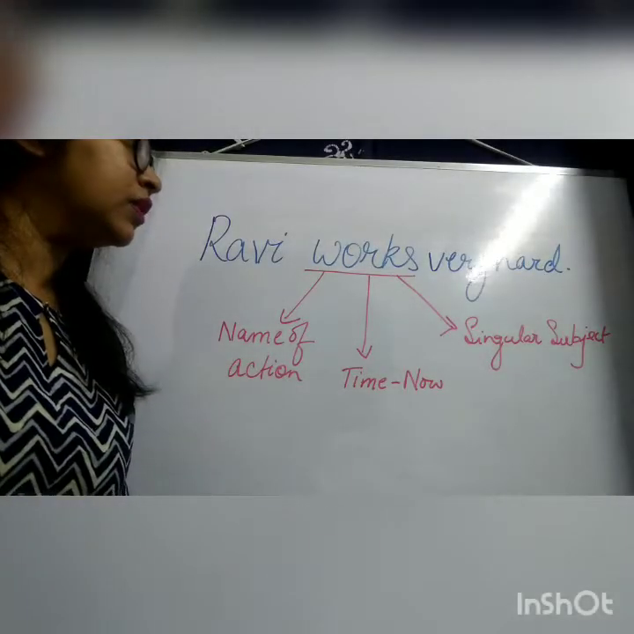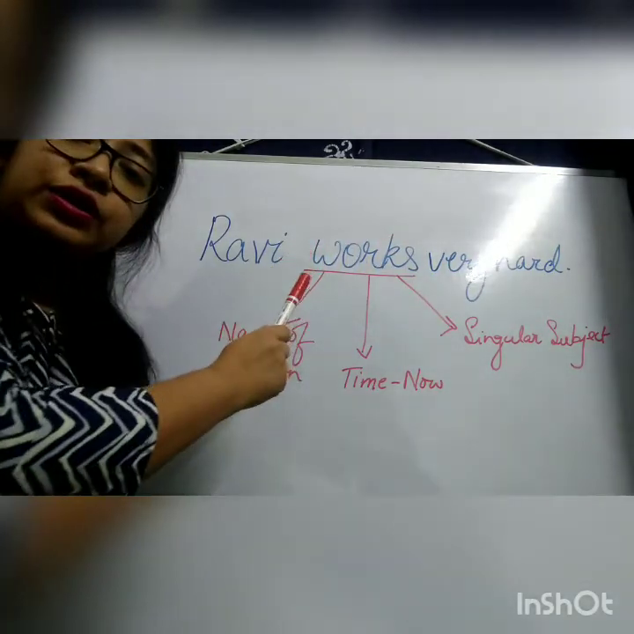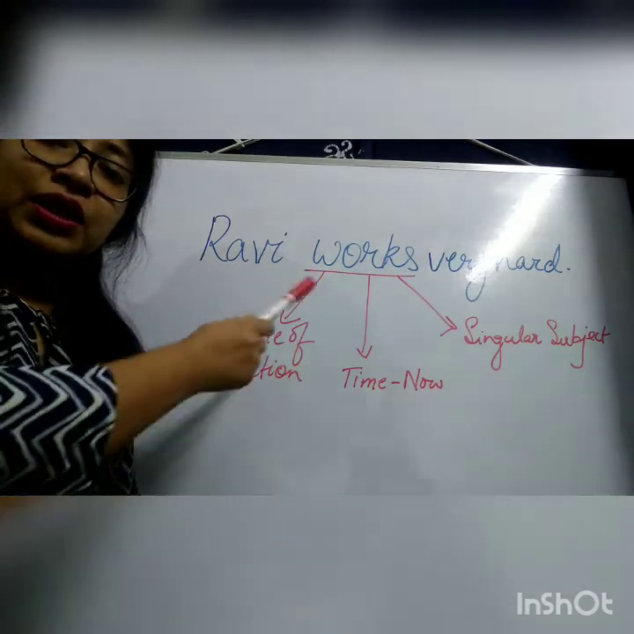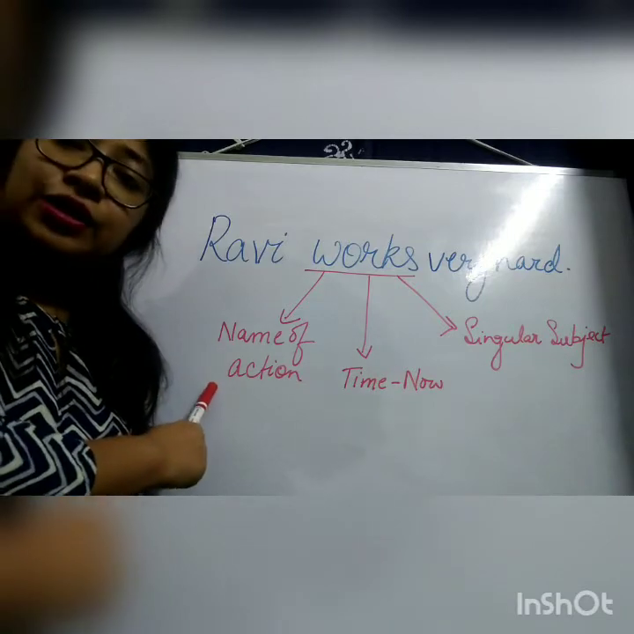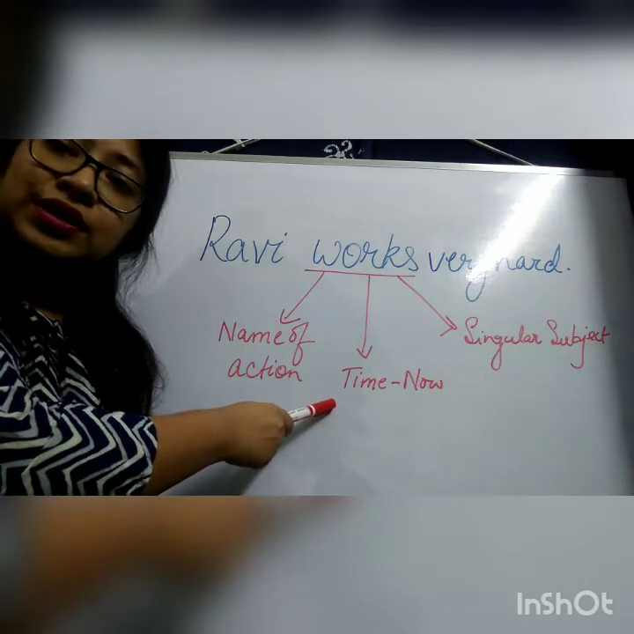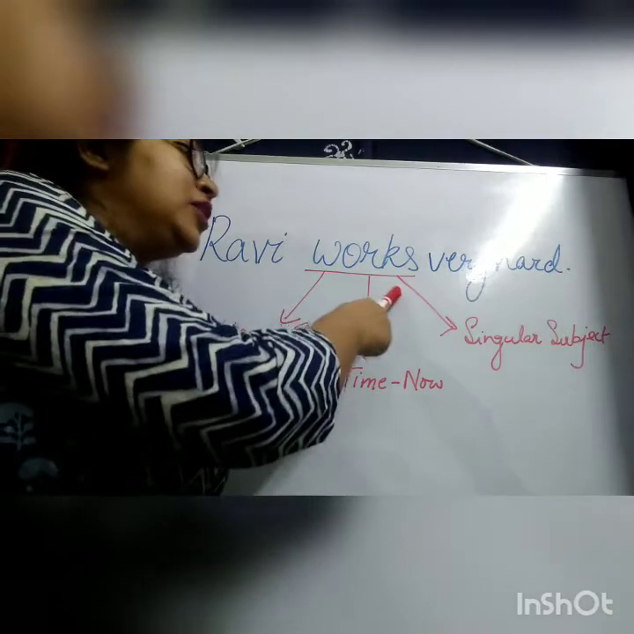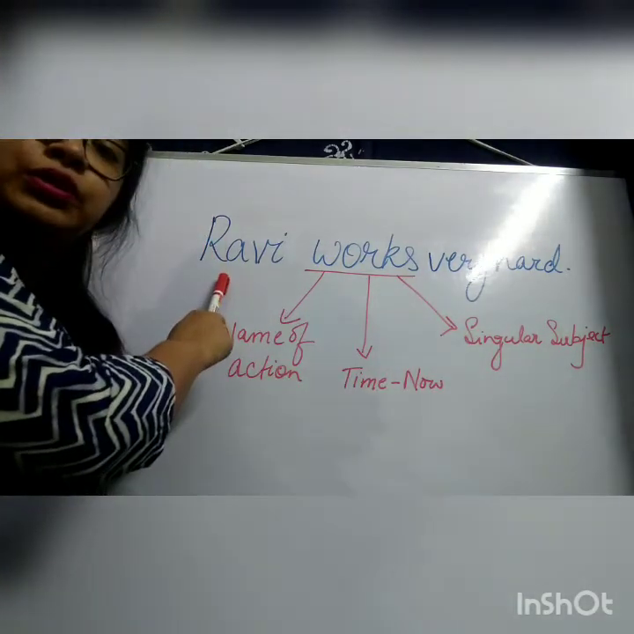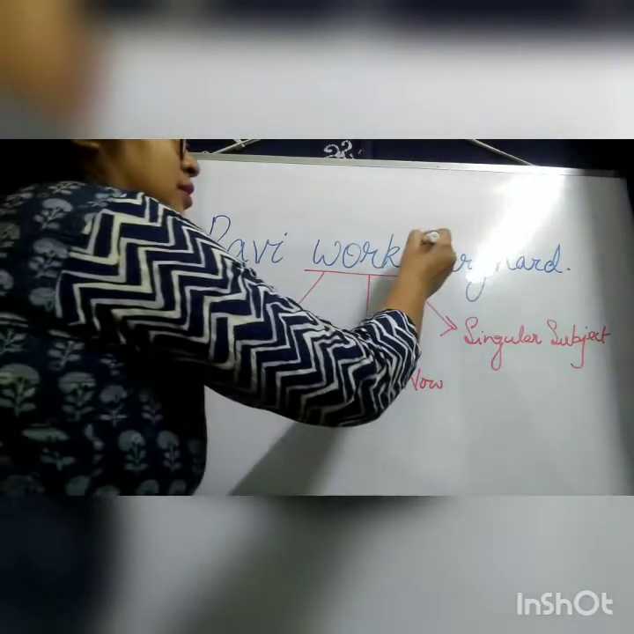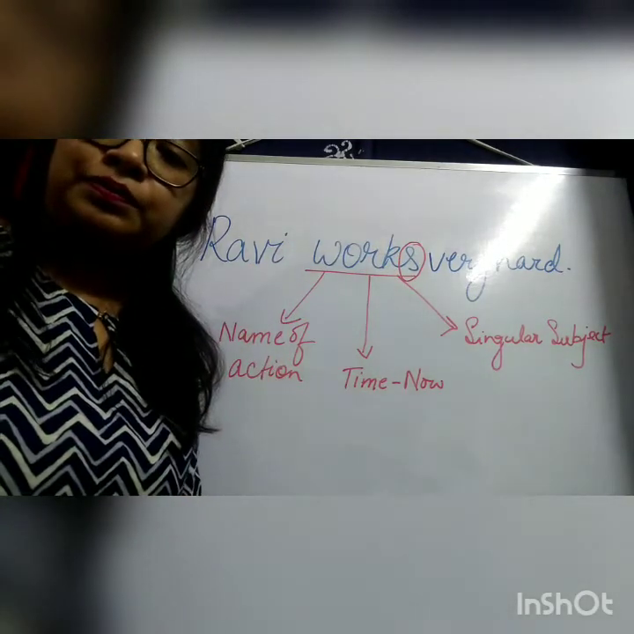So, what is it that makes a verb so important? Take this sentence: Ravi works very hard. The word works over here is the verb. Now, what is it that the word works tells us? It tells us the name of the action that is being performed. It tells when the action is happening, that is the time of the action. It's happening now or in the present times. It also tells that the subject is singular, because the letter S over here suggests that the subject is singular.